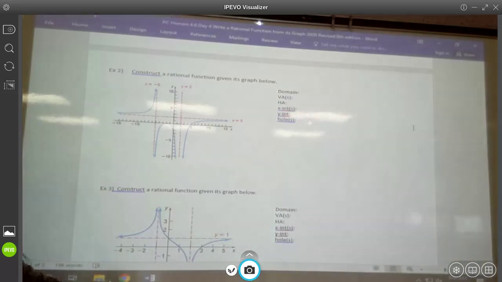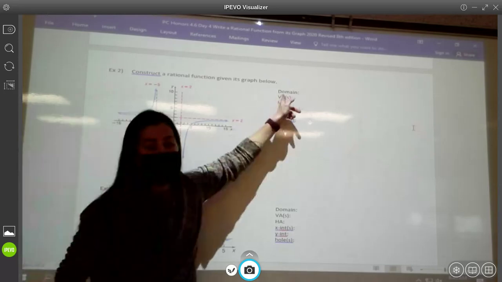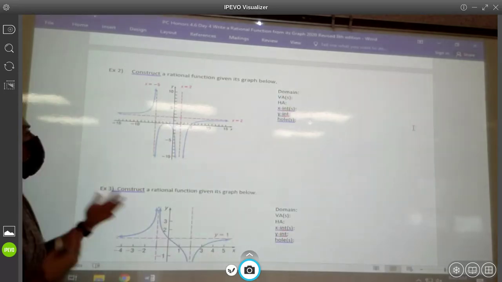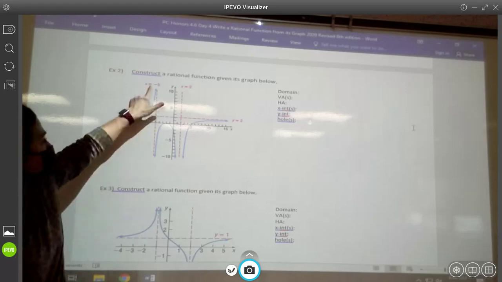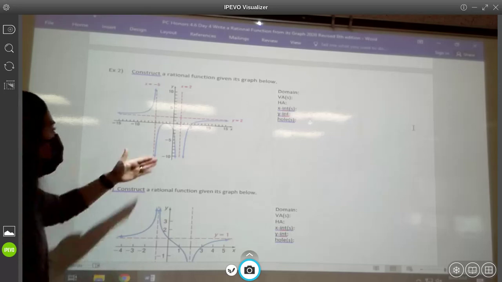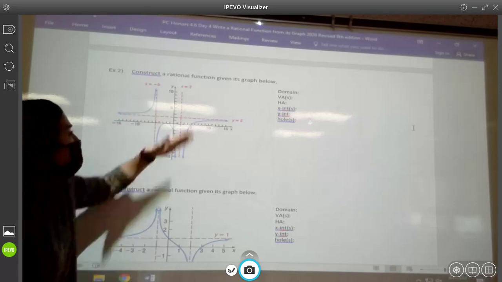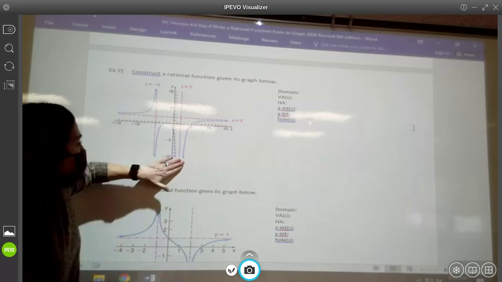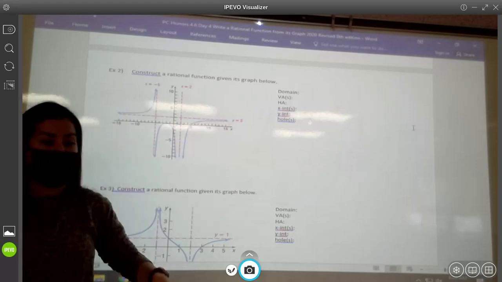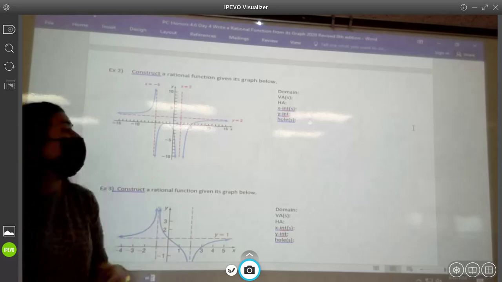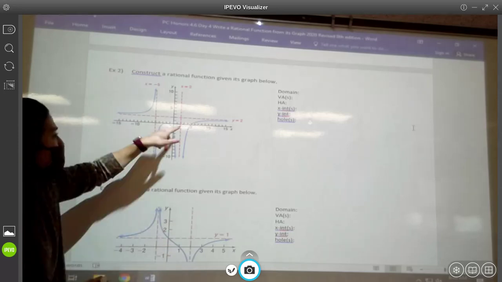All right, let's look at this one. Let's identify the information they have asked us first, and then we can use it to kind of build our function. The domain. Well, who are the bad guys? Guys, they actually named your VAs for you here, which is awesome. That's less work for us. So clearly, x can't be negative 5, and x can't be 2, because those are VAs. I don't see any holes on any of these graphs, so it must just be our VAs are the bad guys. So x can't be negative 5, and x can't be 2.